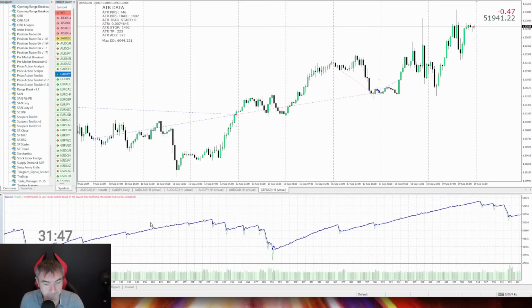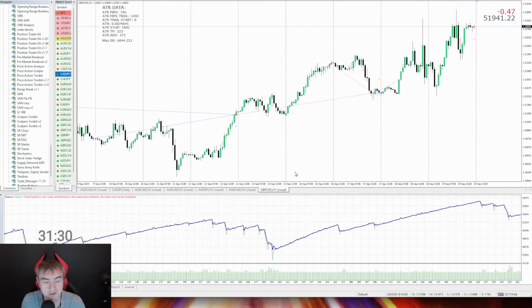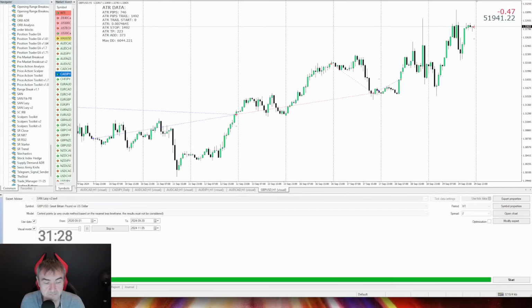But yeah, this is pound US dollar just off the cuff. I've never tested this before. So we've made a couple of grand there. Took 6K of drawdown. It's always going to give you some kind of negative on that. It's a position trading strategy. We always take more drawdown than we make. That's position trading. That's what it is. So yeah, there you go.